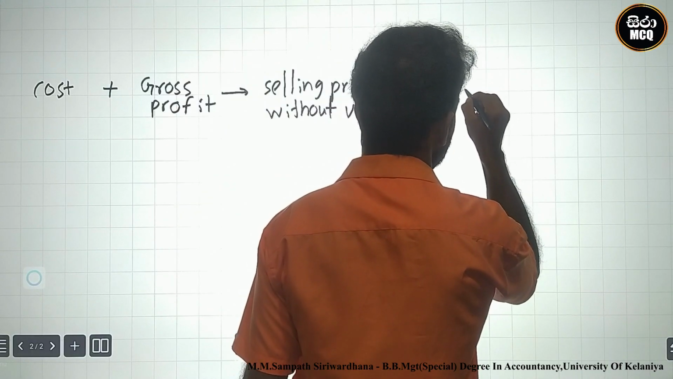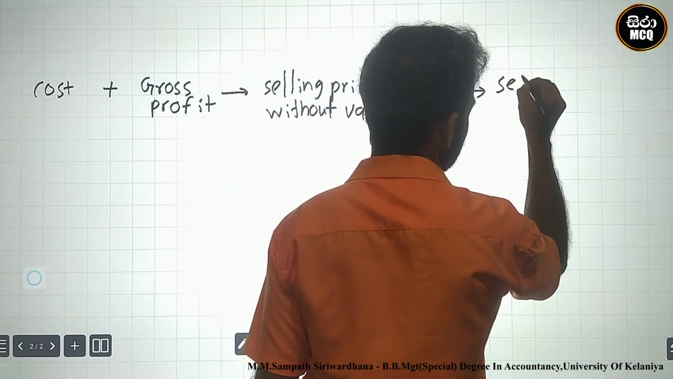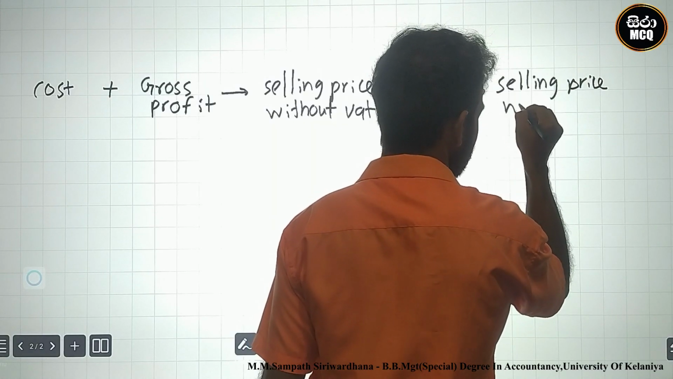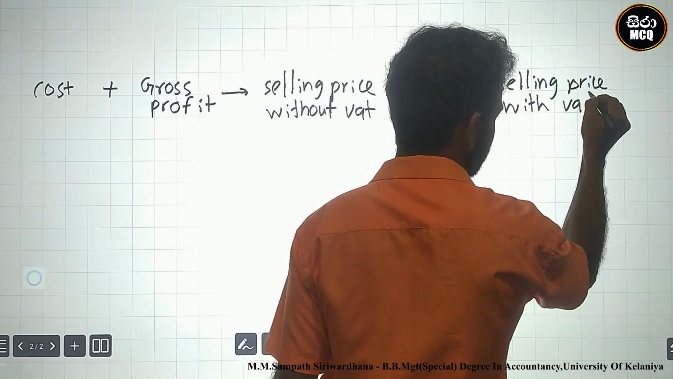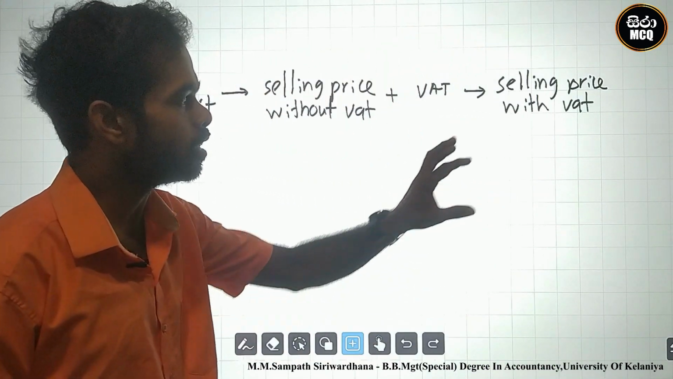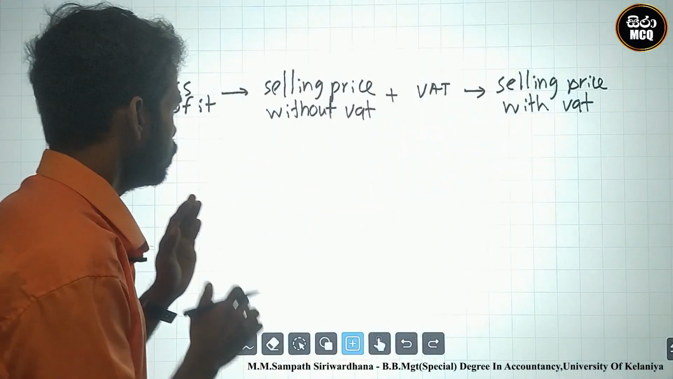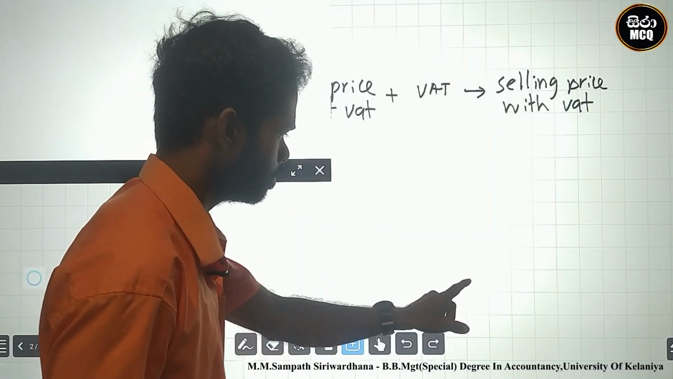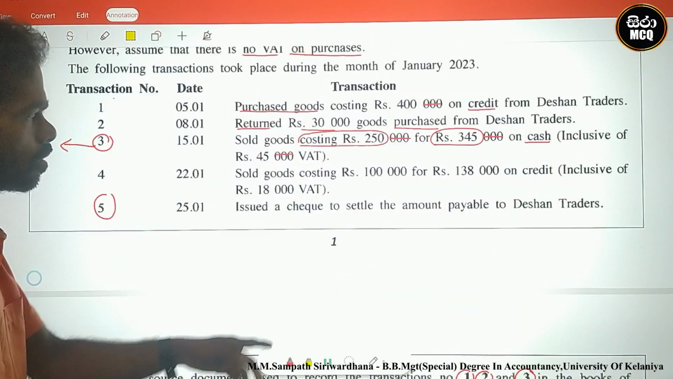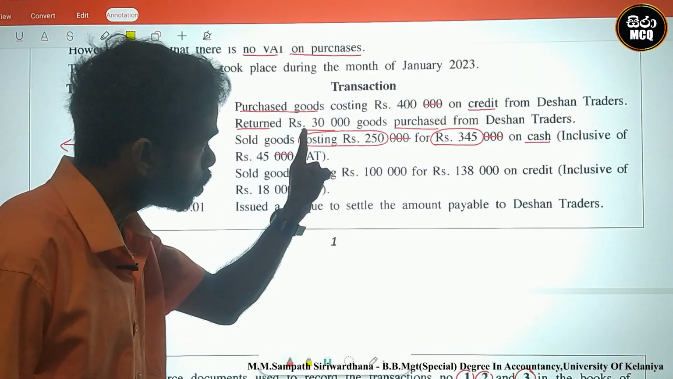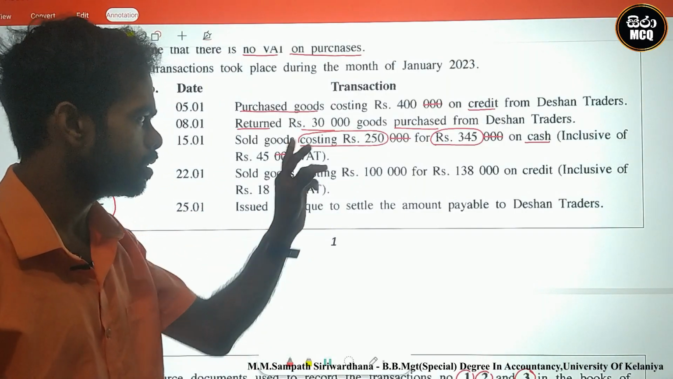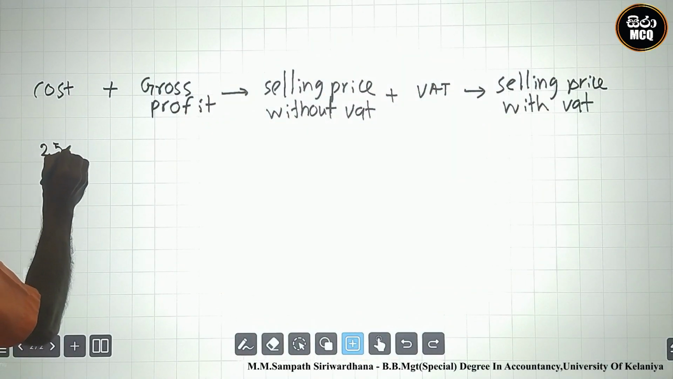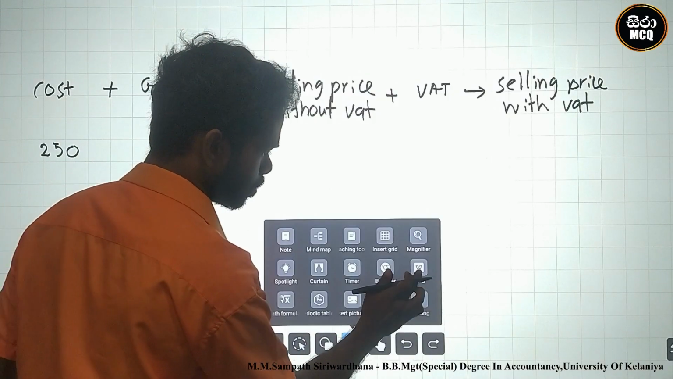Let's see the selling price. We can identify the selling price with VAT. This selling price includes VAT. Therefore we must identify what the amounts of these items are. Okay, let's see. Sold goods costing 250. The cost of this is 250. Cost is 250. Okay, next one.